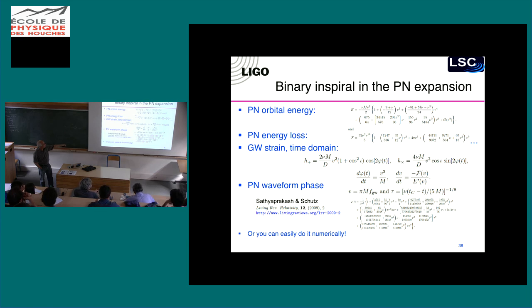These are higher order terms, which are powers in v squared, v to the fourth, and v to the sixth, and so on. So they're powers of v over c squared. And this is without spin, but there are much longer formulas including spin. That's the energy in the orbit. This is the energy loss, the flux.